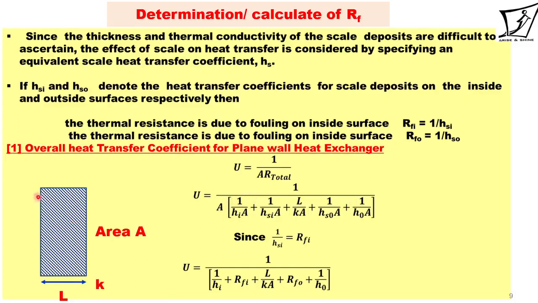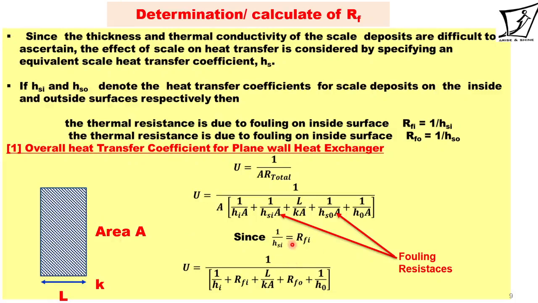And scale deposited on this side is, and this side is, so total thermal resistance will be given by this expression. In this expression, 1 over HSI into A plus 1 over HSO into A. This represents convective or fouling resistance of scale deposits on the inner side and outer side of the heat exchanger.